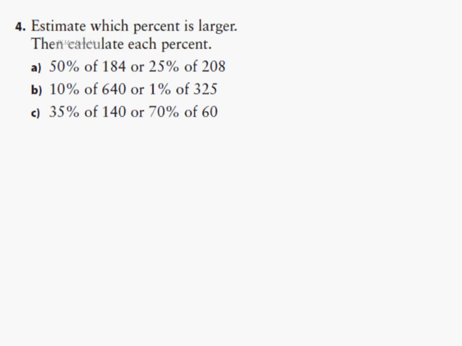Then calculate each percent. So when we estimate, we want to use numbers that we can do quickly in our head. So if I'm doing question 4A, 50% of 184, I really want to think of something I can do. Now 50% of 180 is something I can do because I know what half of 180 is. It's 90. Some people want to use 50% of 200 because that's an easier question, but I'm going to use that and say it is approximately 90, right?